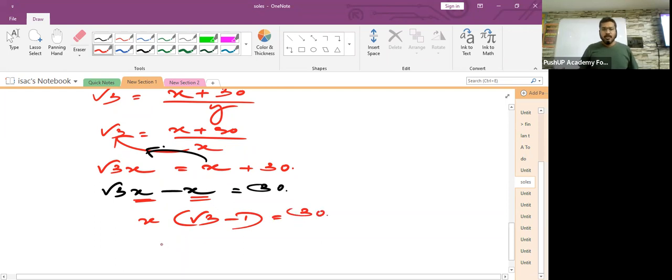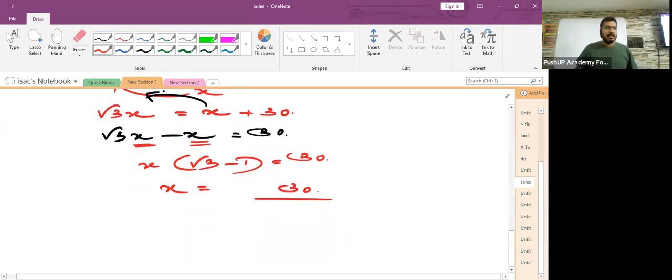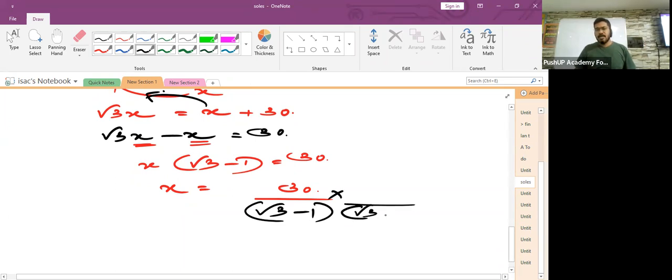Now you have to get the value of X. So what you must be doing? Not rationalization. First you bring root 3 minus 1 from the left to the right-hand side. So it becomes 30 divided by root 3 minus 1, isn't it? Now you all know root 3 minus 1 is an irrational number. It is quite difficult to simplify or solve irrational numbers. So we have learned a method in class 9. What is that method? Rationalization of the denominator. So the rationalizing factor would be root 3 plus 1.